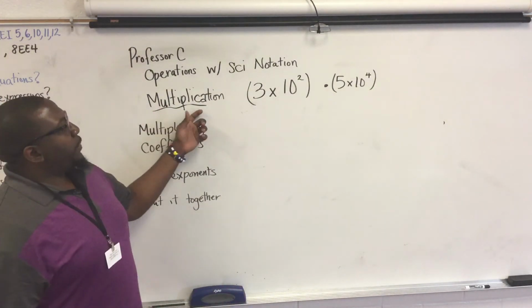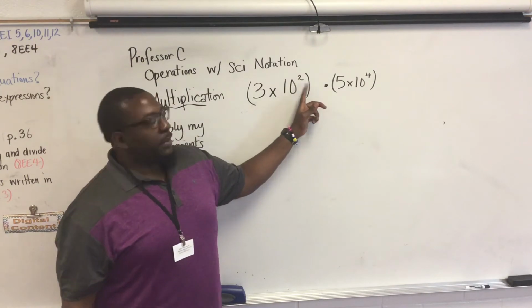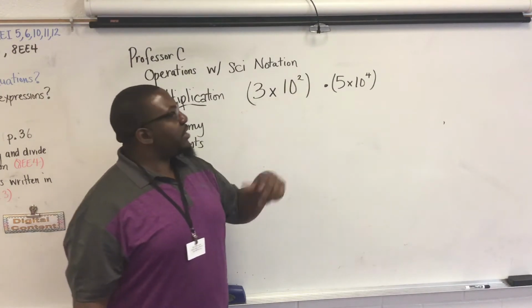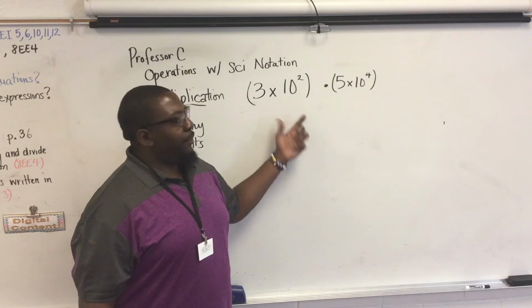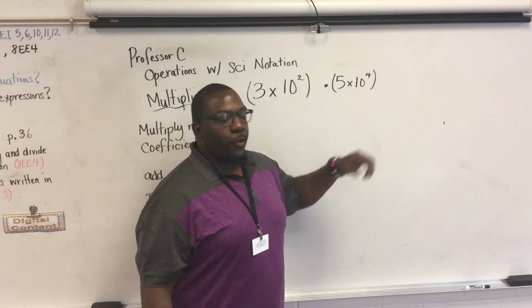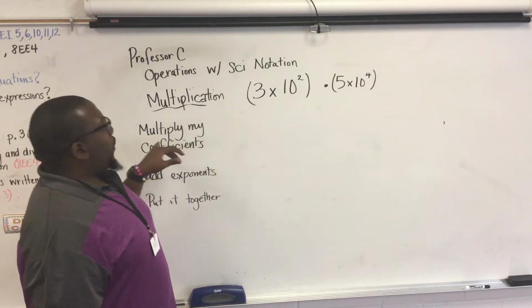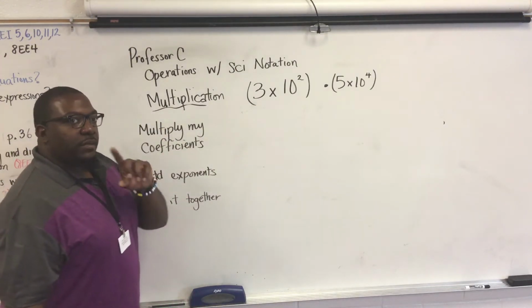I have this problem for multiplication. 3 times 10 to the second power, and I put it in parentheses so you can see that this is actually one number. And I multiplied it times 5 times 10 to the 4th. Okay? Now, with this problem, I want to multiply my coefficients first.